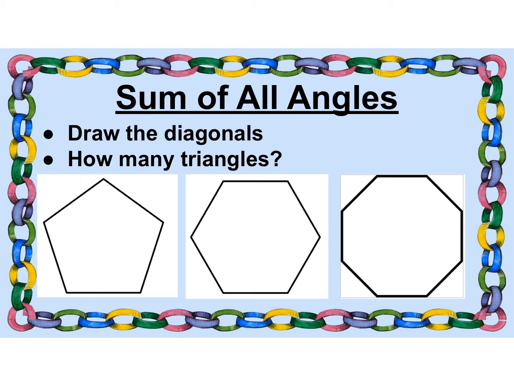Let's talk about the angle. So we've done it for triangles. We know that all the angles in a triangle add to 180. We know that all the angles in a four-sided figure add to 360. So here we have a five-sided figure, a six-sided figure, and an eight-sided figure.